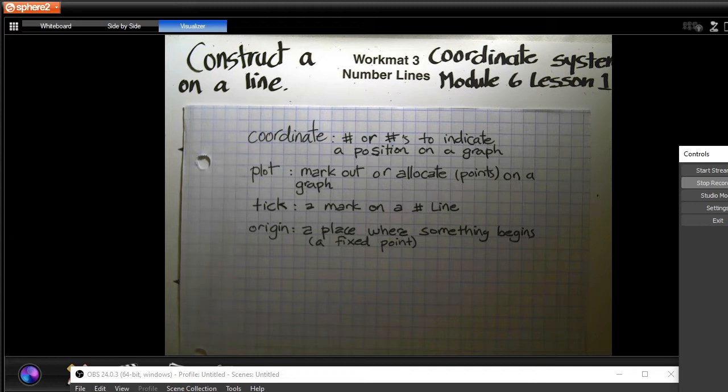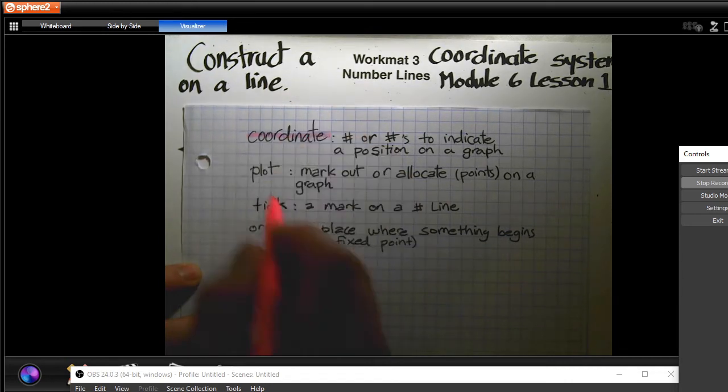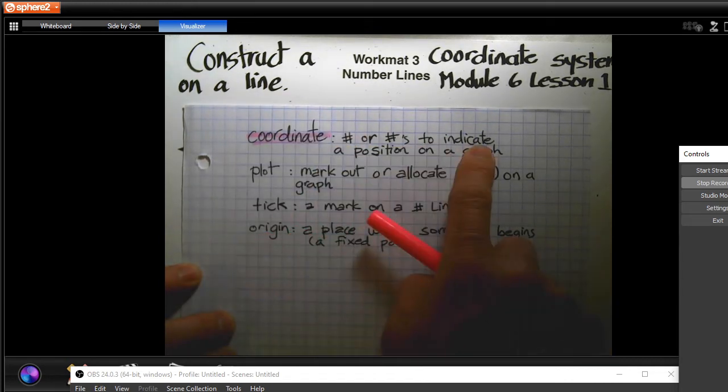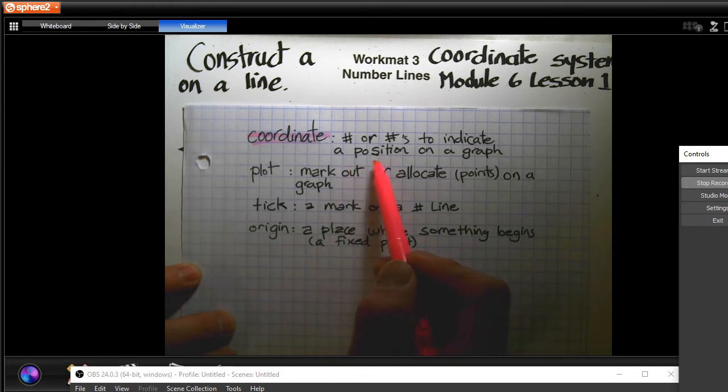We're now starting module 6 lesson 1 and I want you to take a moment to pause the video and record this information. This is crucial because it's going to help you understand this next module. So what is a coordinate? A coordinate is a number or numbers to indicate a position on a graph. That's what a coordinate is.